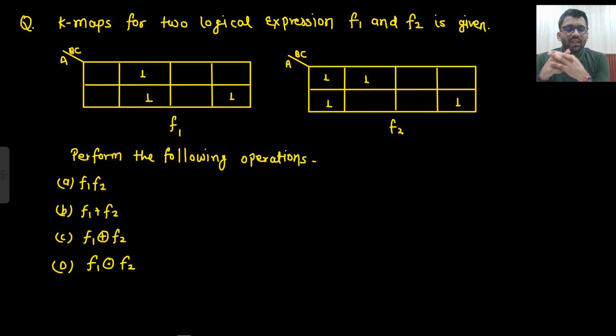K-maps for two logical expressions f1 and f2 are given. Perform the following operations: f1 dot f2, f1 plus f2, f1 XOR f2, f1 XNOR f2. So these operations you need to perform. So how will you perform it?